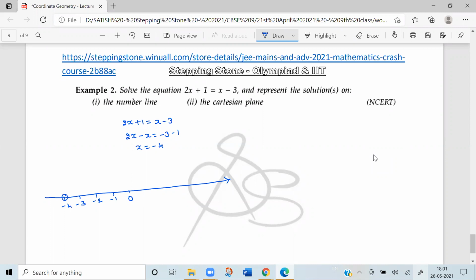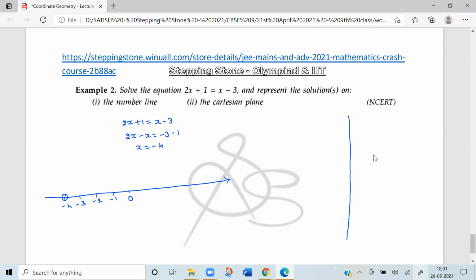Now on the Cartesian plane, means the xy plane. Zero, 1, 2, 3, 4, minus 1, minus 2, minus 3. How will this line be? Can anybody say? Here x is minus 4. So whatever may be the y value, x is always minus 4. That means the line will be perpendicular to x-axis or parallel to y-axis.